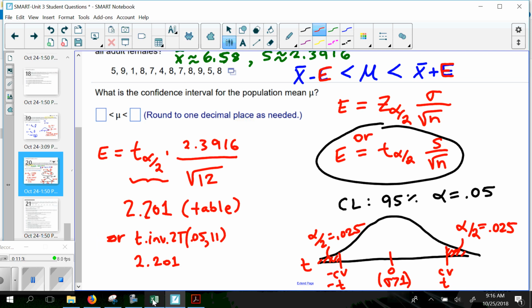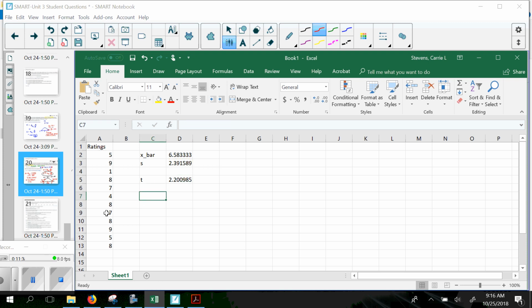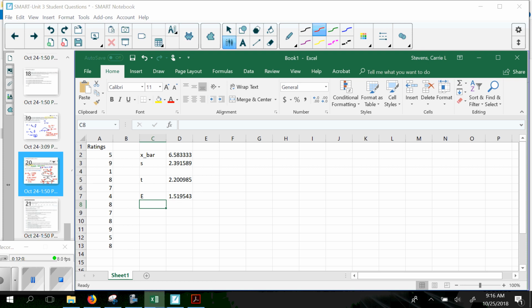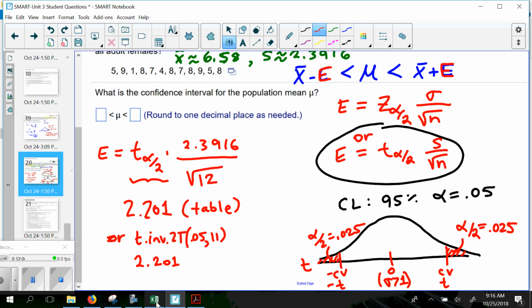Okay, so let's go ahead and calculate E now. We'll use Excel to help us with that. So we have the critical value times the standard error, which is the sample standard deviation divided by the square root of n, which was 12. So that's my margin of error, 1.52. Okay, so E came out to be 1.52, is that what I said? Yes, okay.